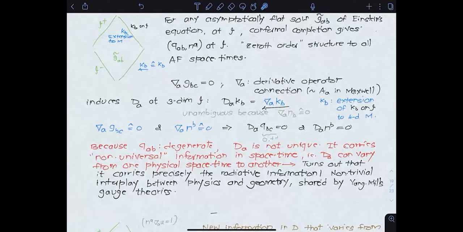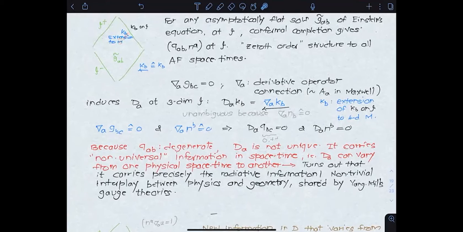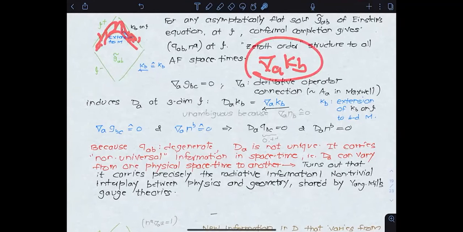Supposing you give me a certain vector or co-vector K_B on scri, what I would like to do is define what is D_A of K_B. The prescription is that, given this black object living on scri, K_B, you just extend it into the space-time any way you want in a smooth manner. Then I can calculate grad_A K_B in a little neighborhood of null infinity.